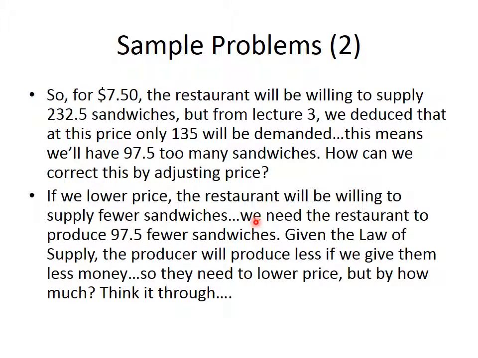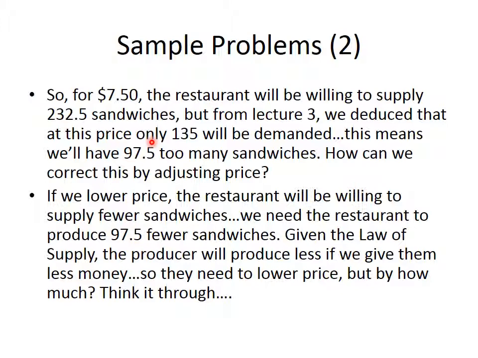Now, this brings us to a problem, doesn't it? And this will be the second sample problem here, okay? Exactly what we've just said. For $7.50, the supplier will provide 232.5 fish sandwiches. I don't know how you want to think in your mind of half a sandwich, okay? Think of it as a small fish sandwich.